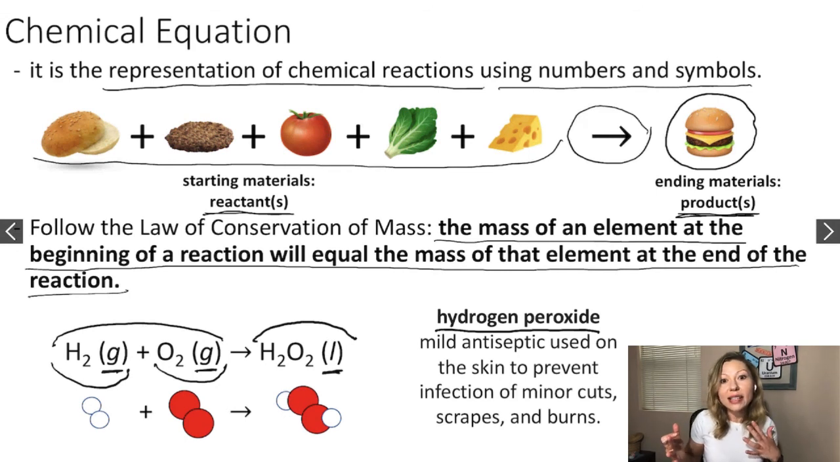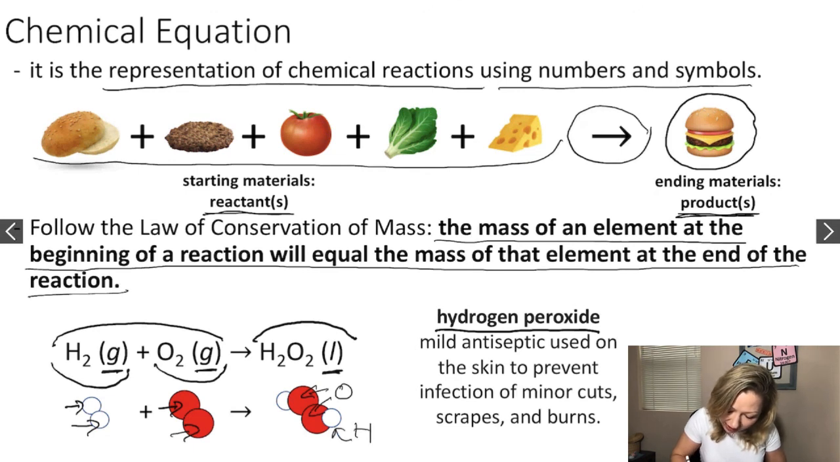So let's take a look at the number of atoms and the kinds of atoms on the reactant side and on the product side. On the reactant side, we have two hydrogen atoms, these two together. We also have two oxygen atoms, these two together, right? And on the product side, I'm going to still have two oxygen atoms right here, and one hydrogen atom on this side, and another hydrogen atom on the other side. So indeed, I have the same number of atoms both on the reactant side and on the product side.